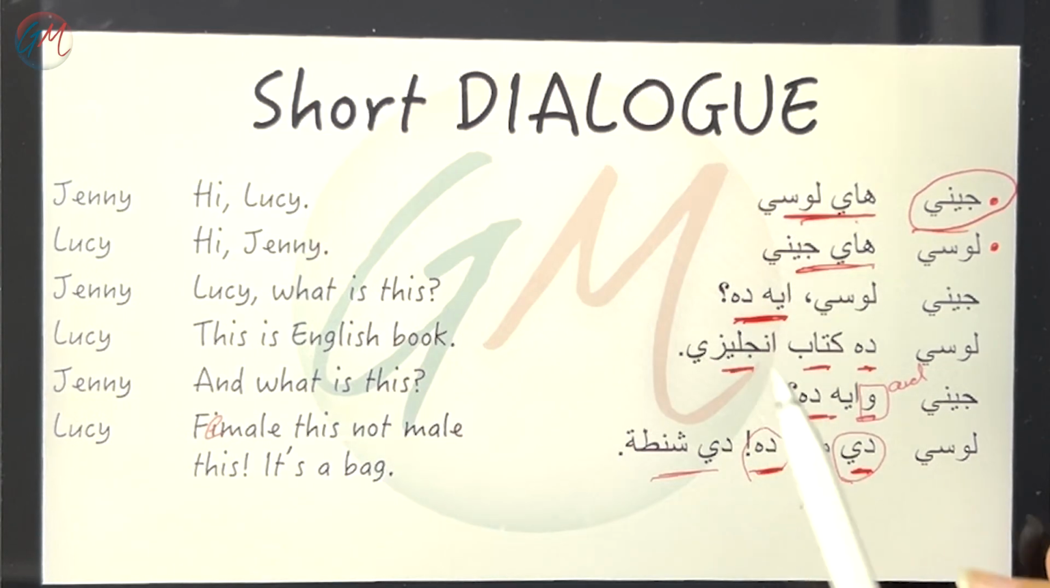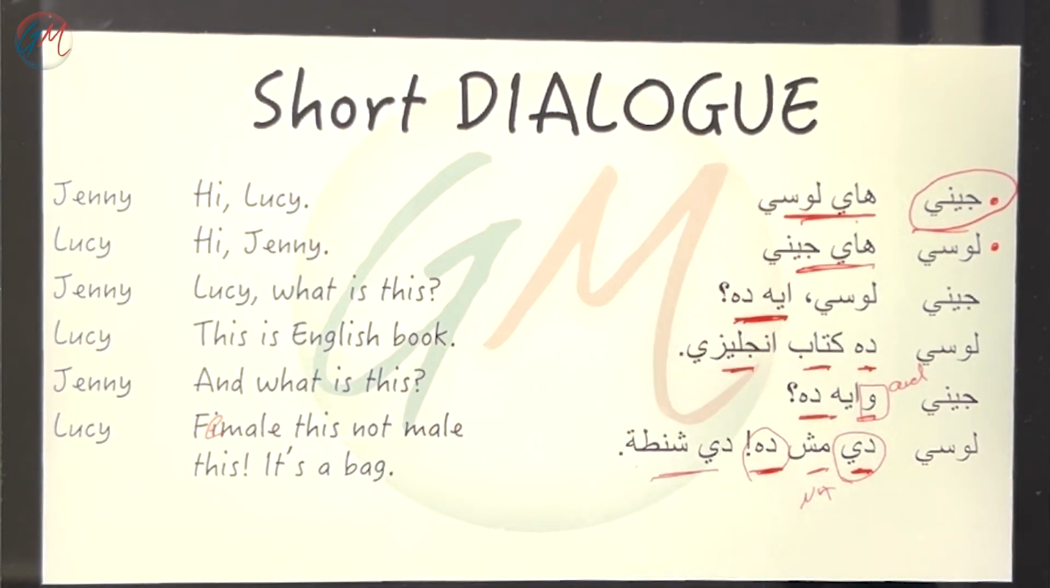Lucy, إيه ده؟ ده كتاب إنجليزي. وإيه ده؟ دي مش ده. دي شنطة.